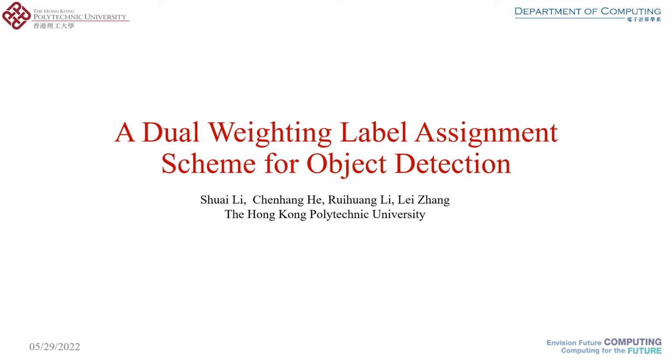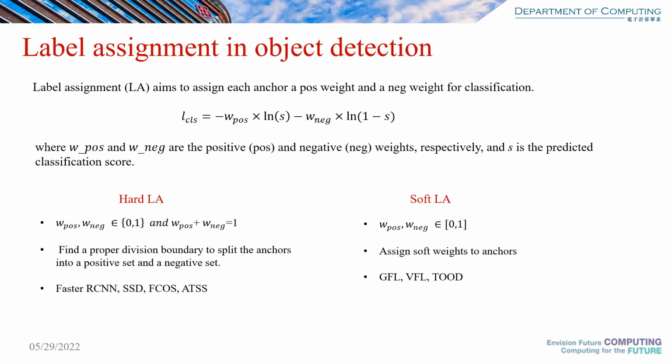I'm going to introduce our work, a dual-weighting label assignment schema for object detection. Label assignment is a heated topic in object detection in recent years. It can be regarded as a process of assigning a positive weight and a negative weight to each anchor. LA can be roughly divided into two categories, hard LA and soft LA.